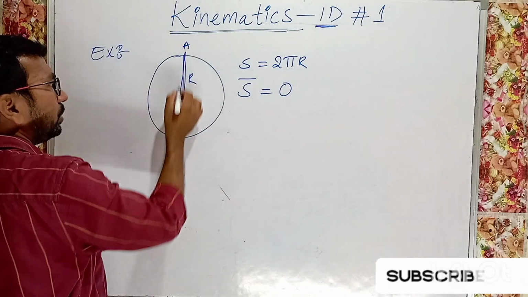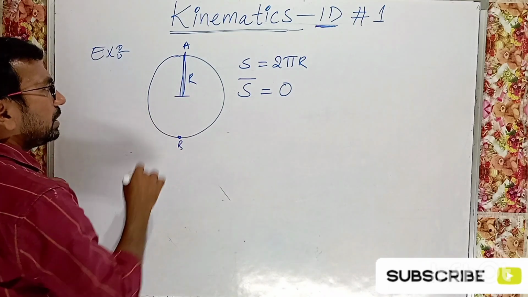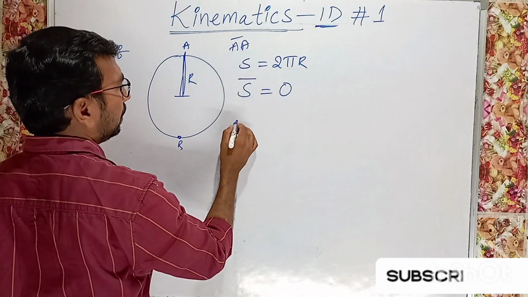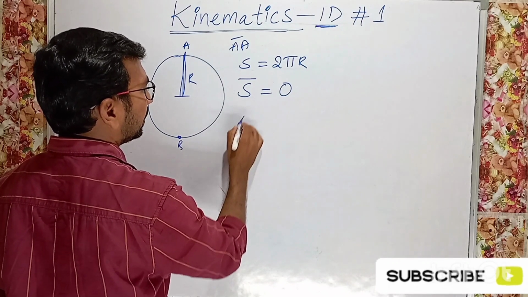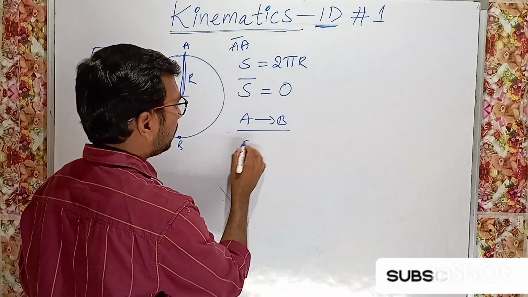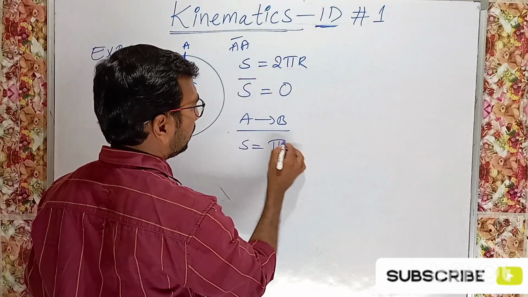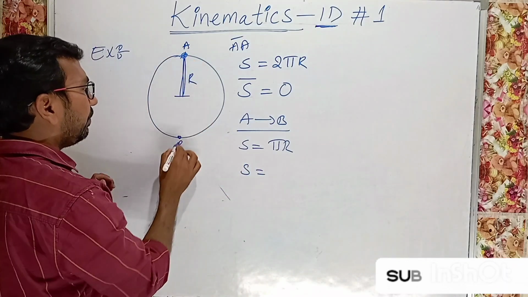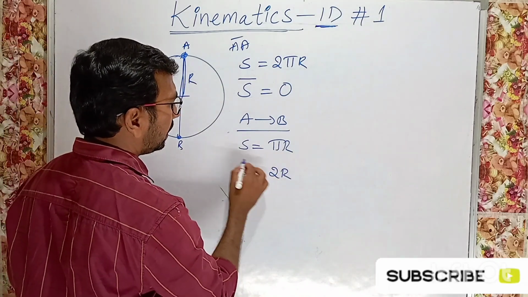In case a person moves from A to B, exactly opposite, what about this case? The first was A to A. Second one, A to B. A person moves A to B. In this case, exactly a semicircle, distance is equal to pi r, and displacement is equal to, here this is the initial point, this is the final point, so r plus r, 2r. So displacement is equal to 2r.